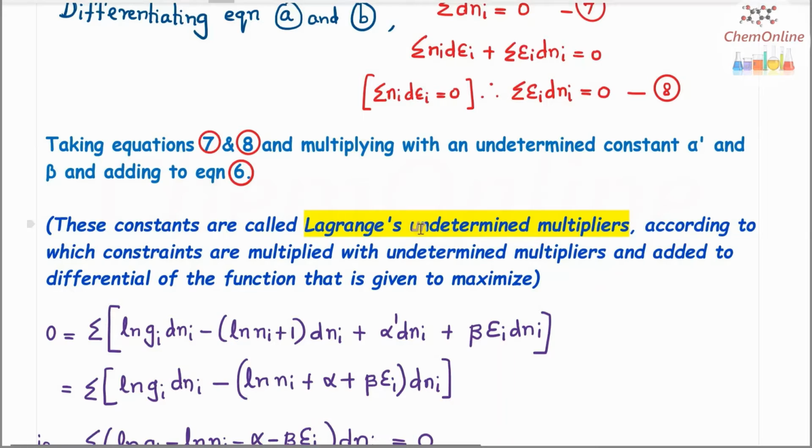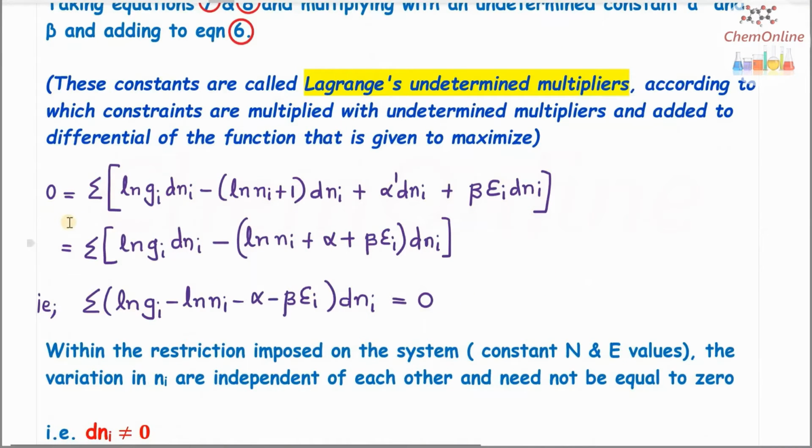And these constants are called Lagrange's undetermined multipliers. Again, this is a method used in mathematics. So these constants are called Lagrange's undetermined multipliers, according to which constraints are multiplied with undetermined multipliers, undetermined constants, and added to the differential of the function that is given to maximize.